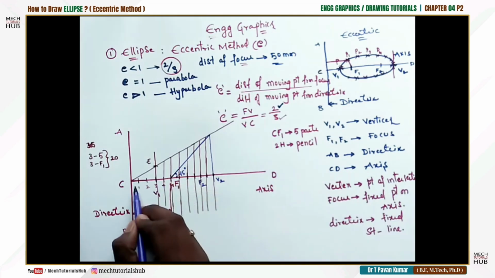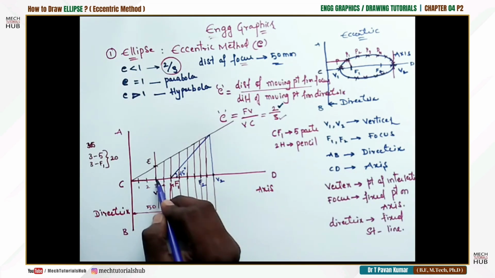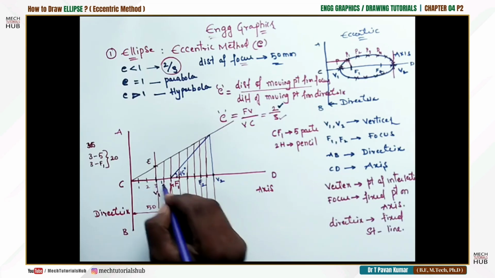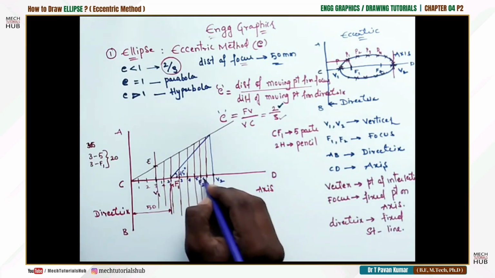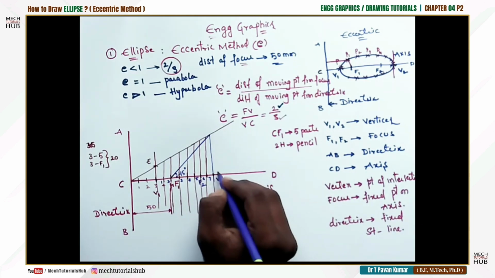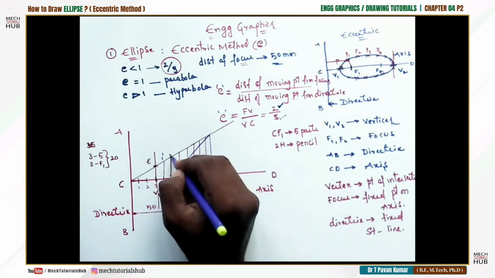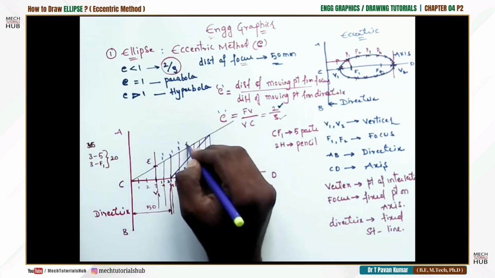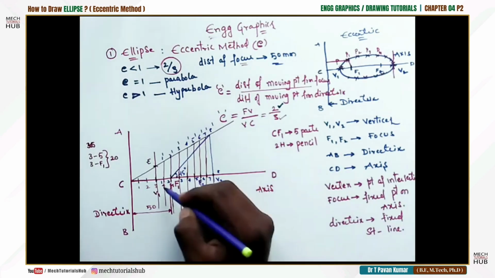Now don't consider these 5 points. Now we are at this particular point V1. After V1 it is going to be 1, 2, this is 3, 4, 5, 6, 7, and this last one is 8. If this is 1, this becomes 1 prime, 2 prime, 3 prime, 4 prime, 5 prime, 6 prime, 7 prime and 8 prime.